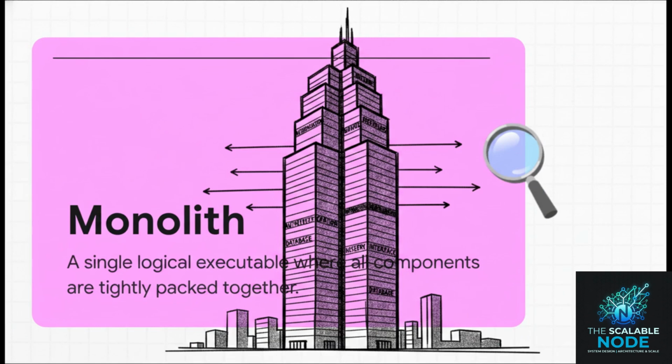Okay, so we're starting with the monolith. Think of this as a massive, incredibly dense, towering skyscraper. Literally every single component, your authentication, your UI, the database, it's all just crammed into one logical executable. It's this tight, totally self-contained code base, which is actually exactly how Uber built their very first architecture.